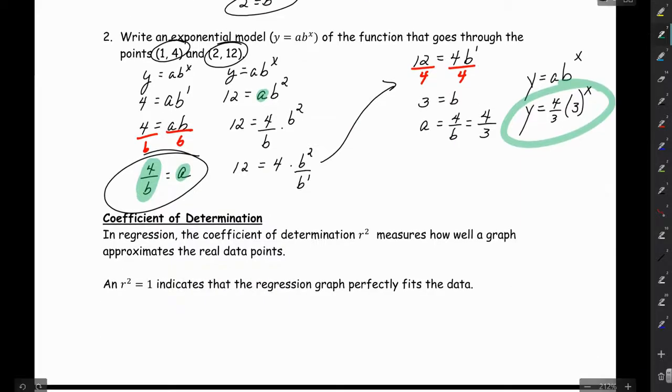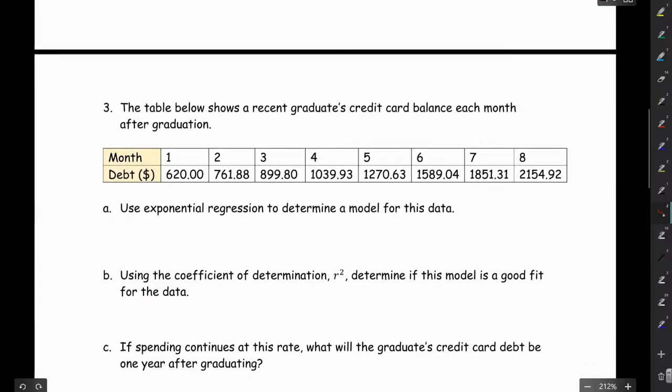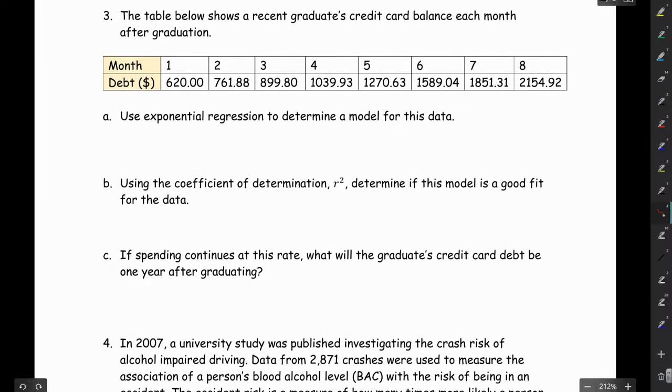The coefficient of determination in regression, which is represented by r squared, measures how well a graph approximates the real data points. So it tells us how well a model fits a set of data. An r squared equal to 1 indicates that the regression graph perfectly fits the data. And if it's not close to 1, we know that it's going to be a very low correlation or no correlation. So let's take a look at some examples so you can see what I mean.